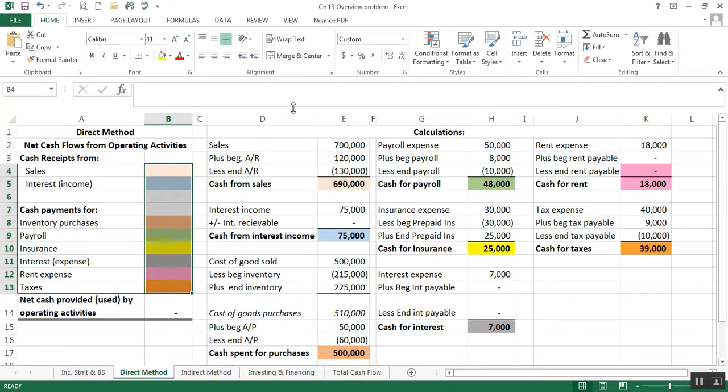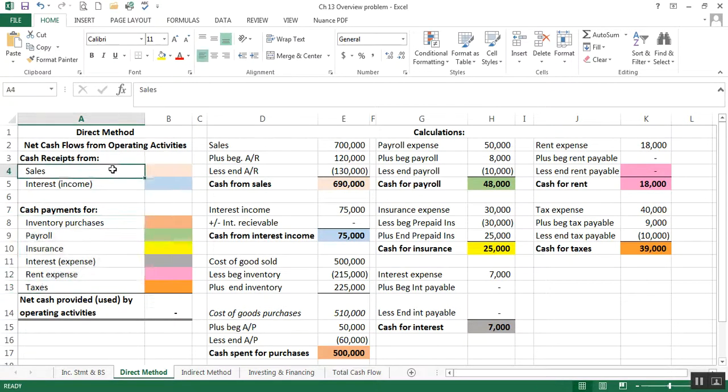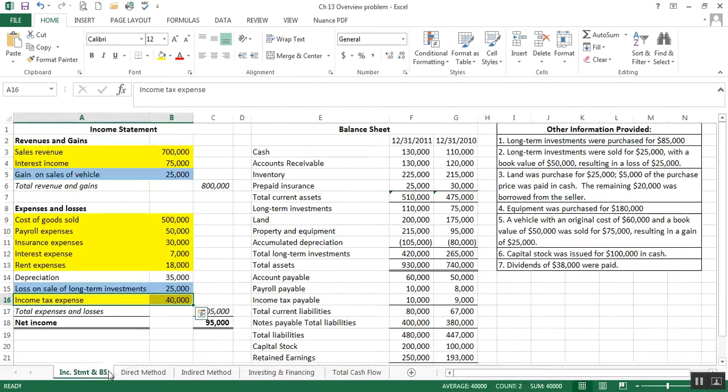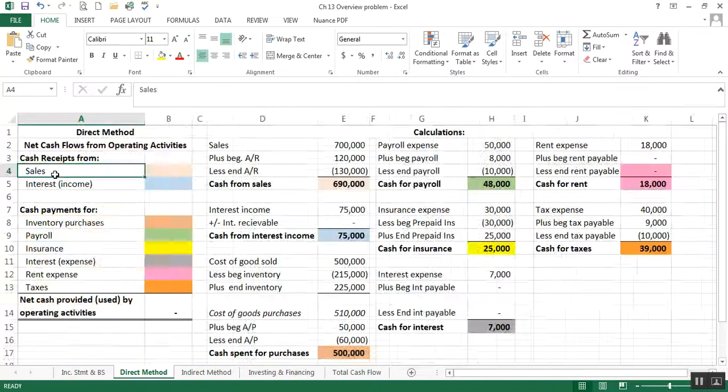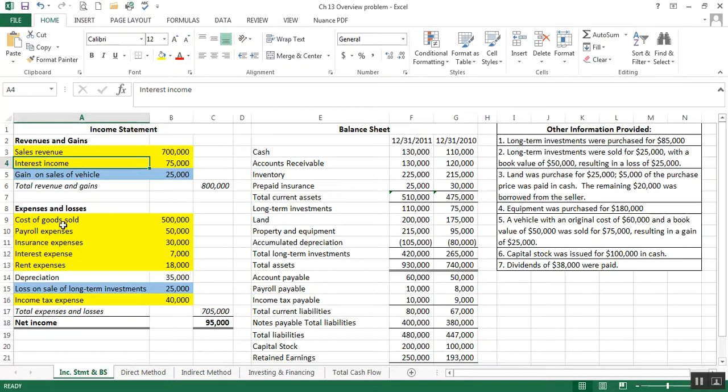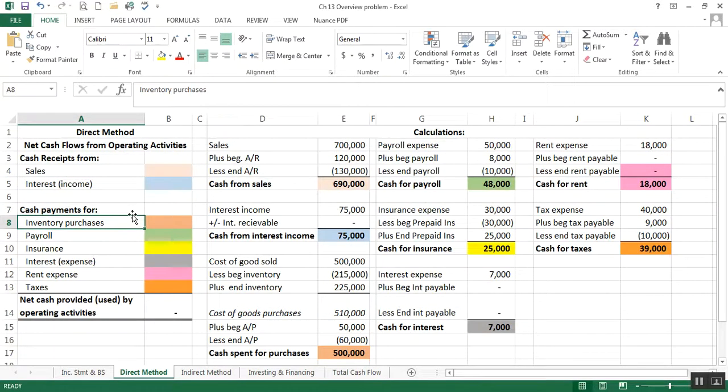So here you could say I've already done a lot of the work for us, but I want to just walk through how I put this together. So we're going to start with the income statement line items. If you go back to the income statement, you'll see that for receipts, we have two items that we're receiving cash for on the operating activities, revenue and interest, which is here. Revenue are from sales and interest. And then we have some expenses. So we have cost of goods sold, payroll, insurance, interest, rent, and taxes. So inventory is related to cost of goods sold.